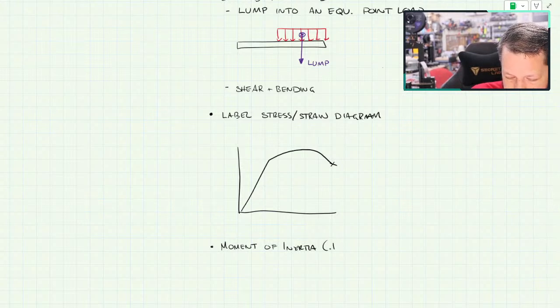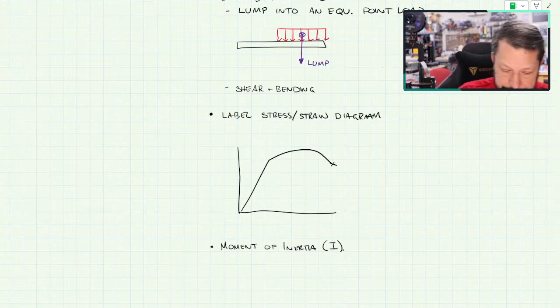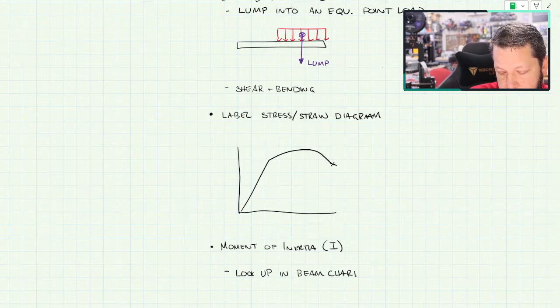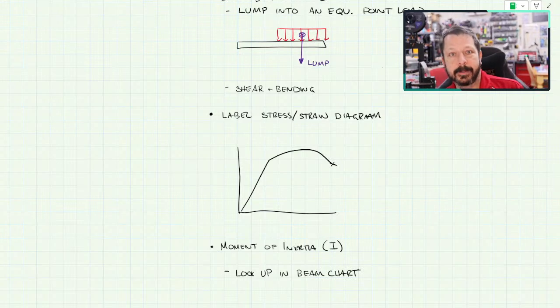So, there's two ways we did that. One was we just looked it up in a chart, in a beam chart. So that's one thing. If you have a S10 by 4 and it's just a beam that you have the name of, you go to your reference sheets and just find the moment of inertia. So you need to be able to do that.